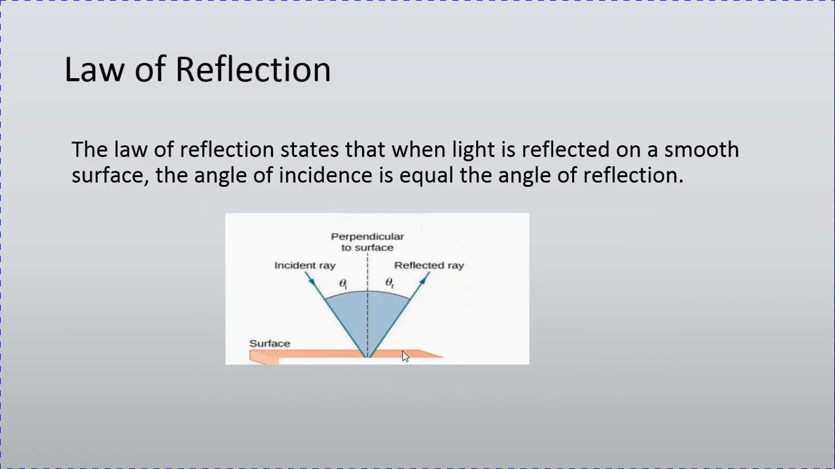Looking at the law of reflection, the law of reflection states that when light is reflected on a smooth surface, the angle of incidence is equal to the angle of reflection. As you can see here on the image, the angle of the incident ray, which is theta I, is equal to the angle of the reflected ray, which is theta R, and the surface is smooth.